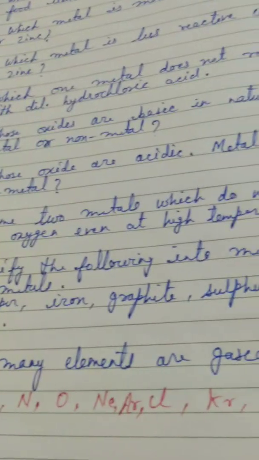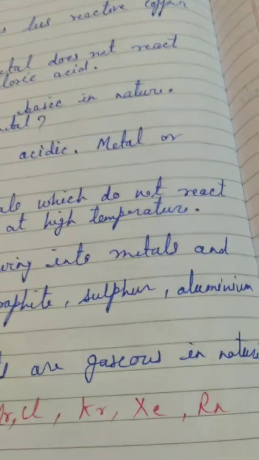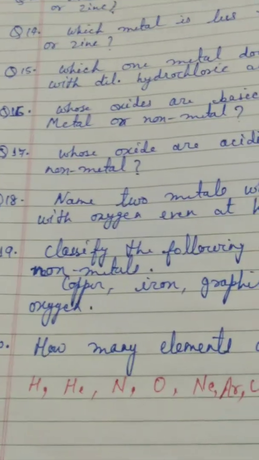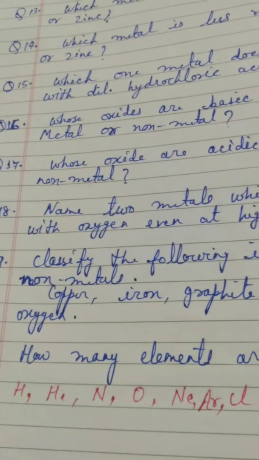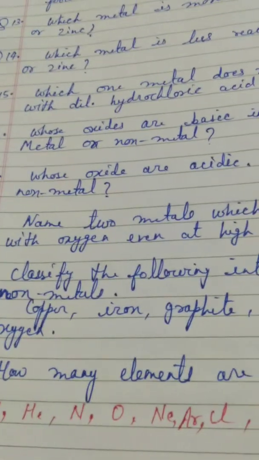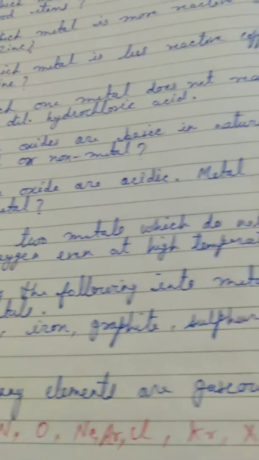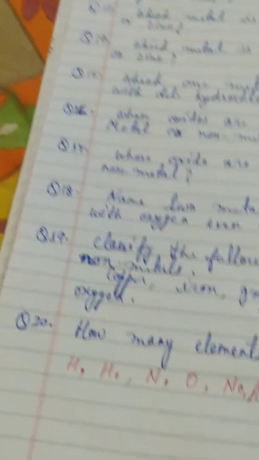Then classify the following into metals and non-metals. So you will do it yourself. Copper, iron, graphite, sulfur, aluminium, oxygen have been given. Which will be metals? Copper will be a metal, iron will be a metal, aluminium will be a metal, and graphite, which is nothing but carbon, an allotrope, will be a non-metal. Sulfur will be a non-metal, and oxygen will definitely be a non-metal.